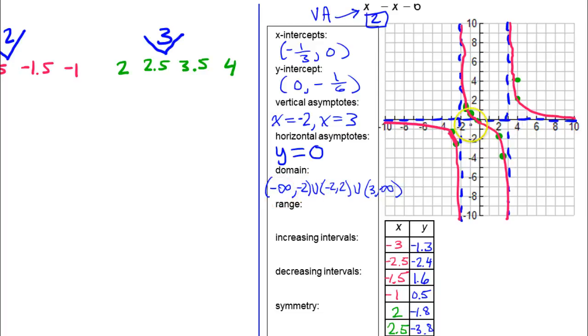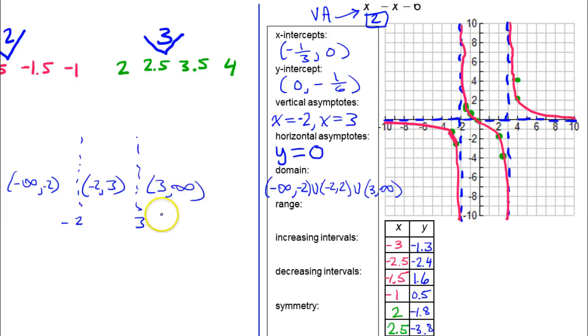And I really could have done the domain as soon as I knew the vertical asymptotes. I could have done the domain immediately. So I had -2 and I had 3. Those were my vertical asymptotes. So I should have known that the domain would be negative infinity to -2 because of this, and then -2 to 3 because of both of these, and then 3 to infinity. You really can get the domain just from the vertical asymptotes, and then union, union in between.